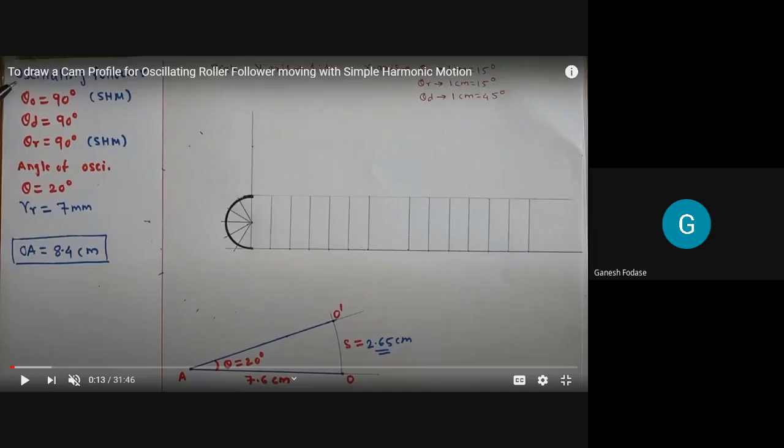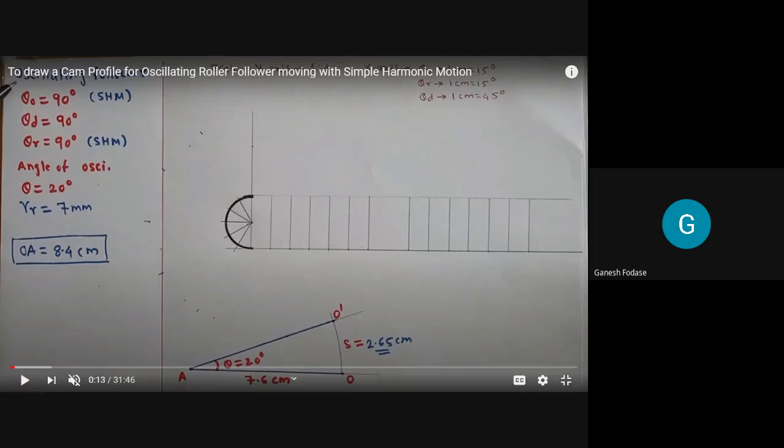Just draw a line with that. Let's say AO here. AO is arm length. Rotate it through the angle of oscillation. In this case, that angle of oscillation is 20 degree. Hence, I rotate it through 20 degree. So AO moves to AO dash. So the distance traveled by the end point of that arm, that is O to O dash, is nothing but your stroke length or maximum displacement of the follower.